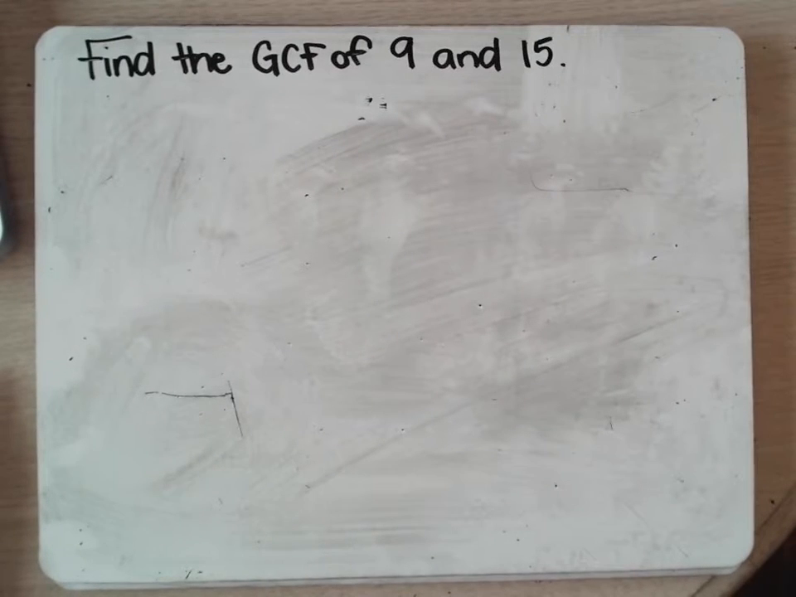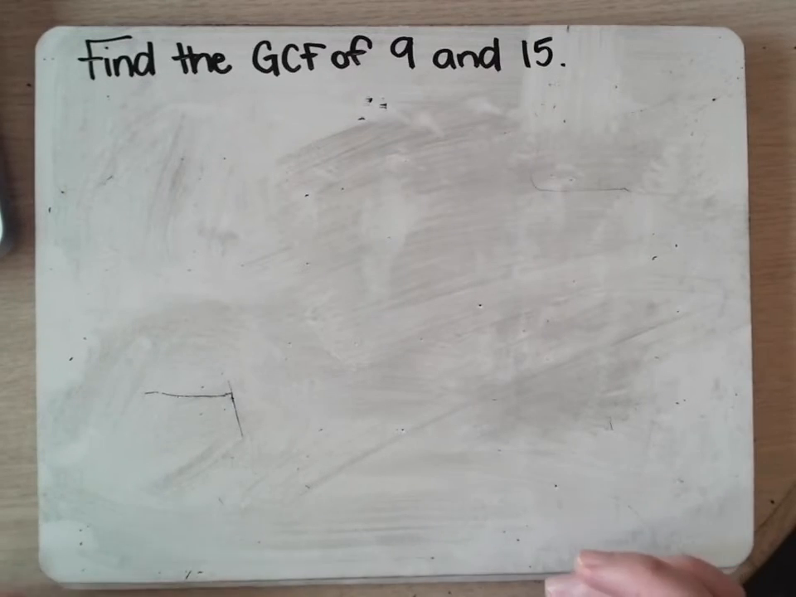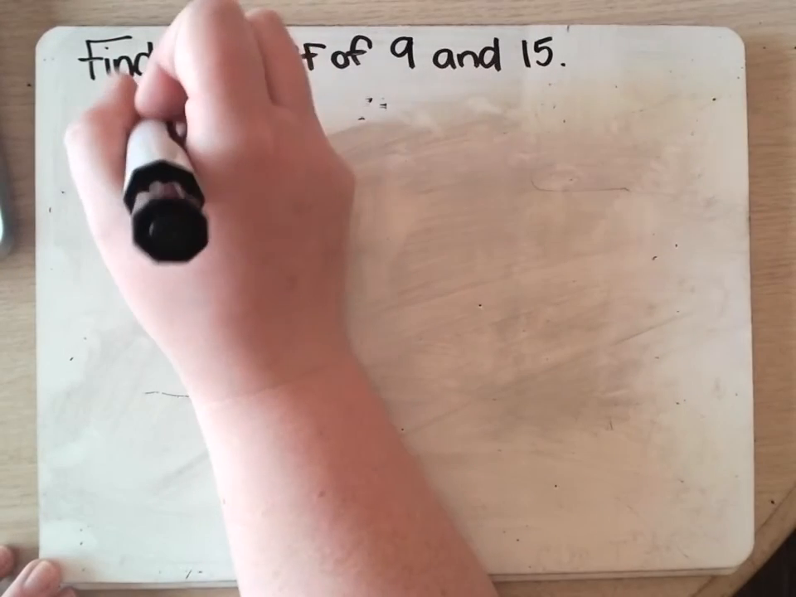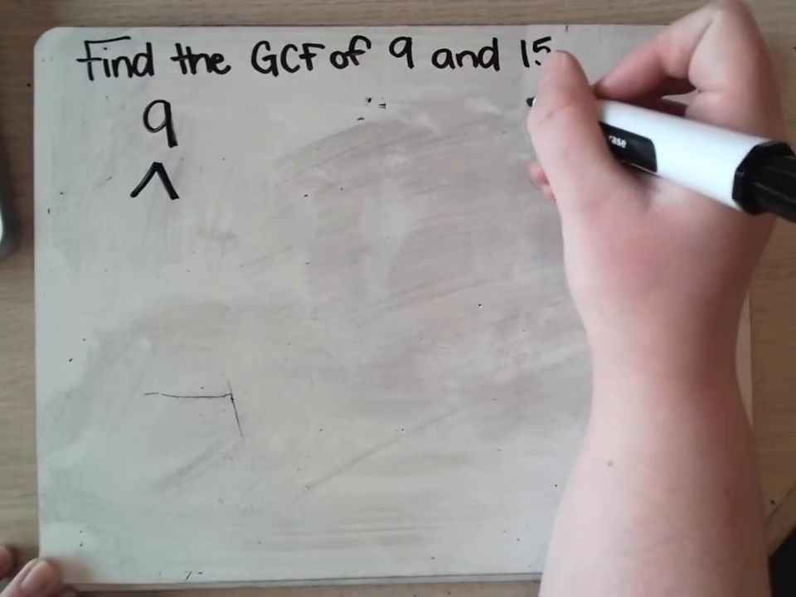We're going to find the GCF of 9 and 15 because a lot of times when students see odd numbers, they think that they're prime automatically and they don't have any factors, and that is not always the case. So I'm going to set up my tree for 9 and my tree for 15.